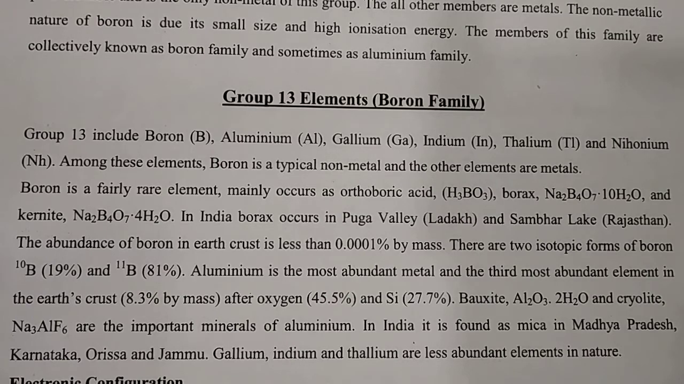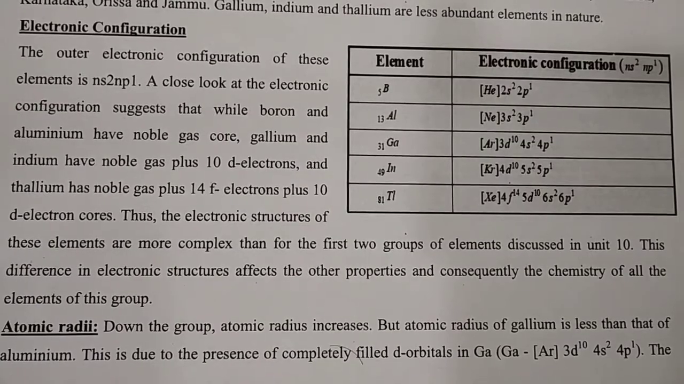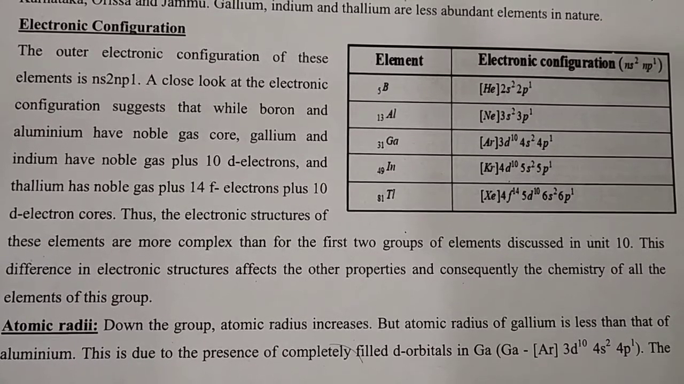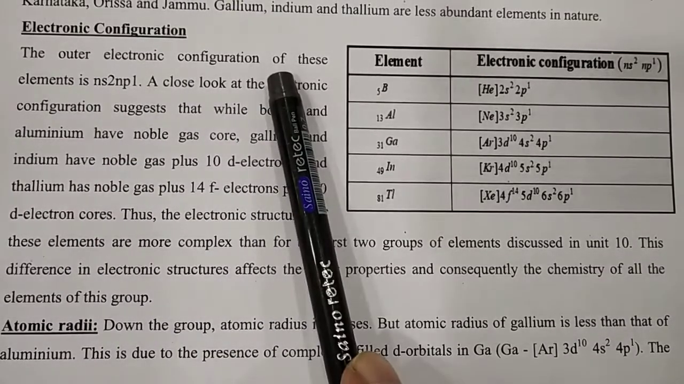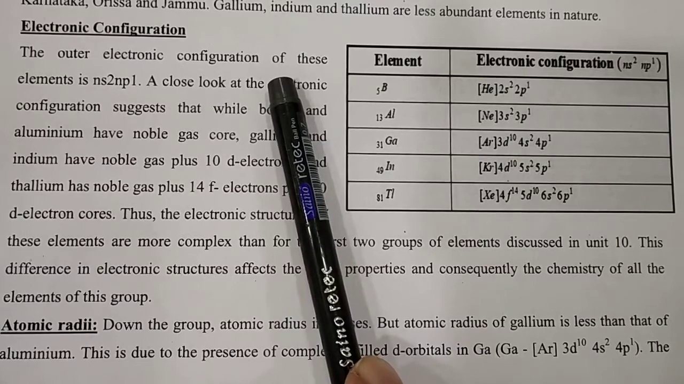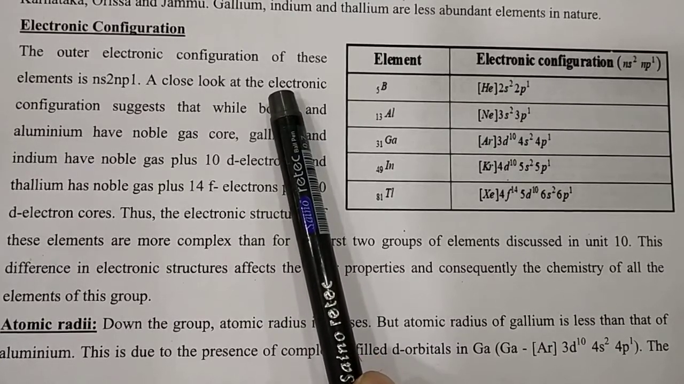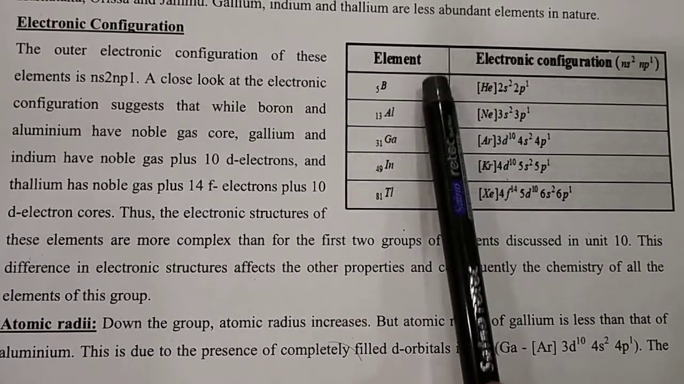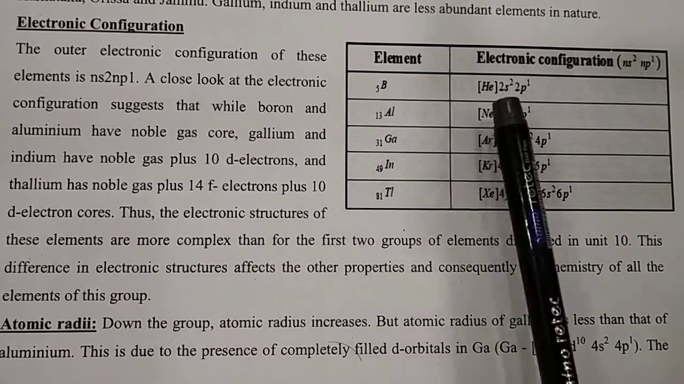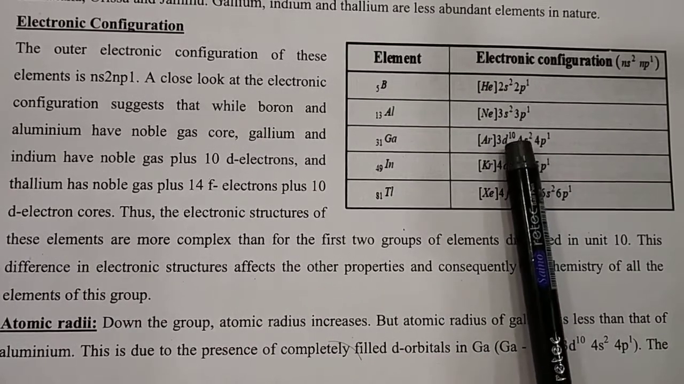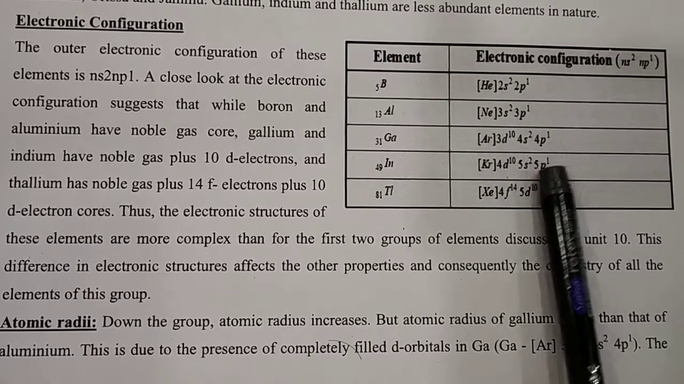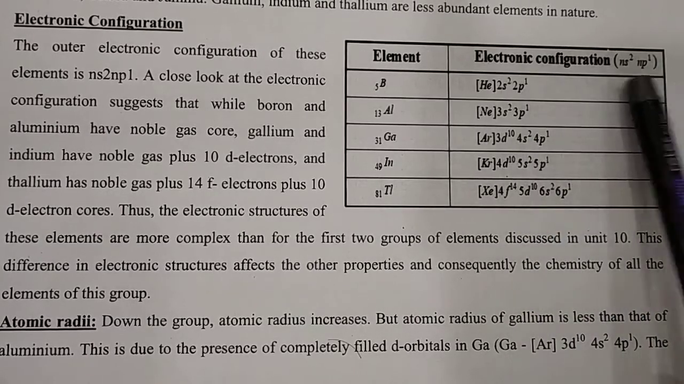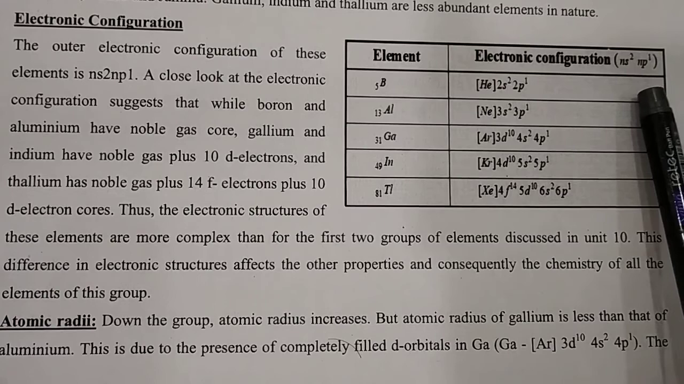Now next we move on to electronic configuration. Now electronic configuration क्या होगा? That is ns2np1. So the outermost electronic configuration of these elements is ns2np1. A close look at the electronic configuration. यहाँ पे आप देखिए electronic configuration सारे element का दिया हुआ है. Fine. So boron, aluminium, gallium, indium, thallium. Helium core 2s2 2p1, 3s2 3p1, 4s2 4p1, 5s2 5p1 and 6s2 6p1. In short, general electronic configuration क्या हो जाएगा? ns2np1.